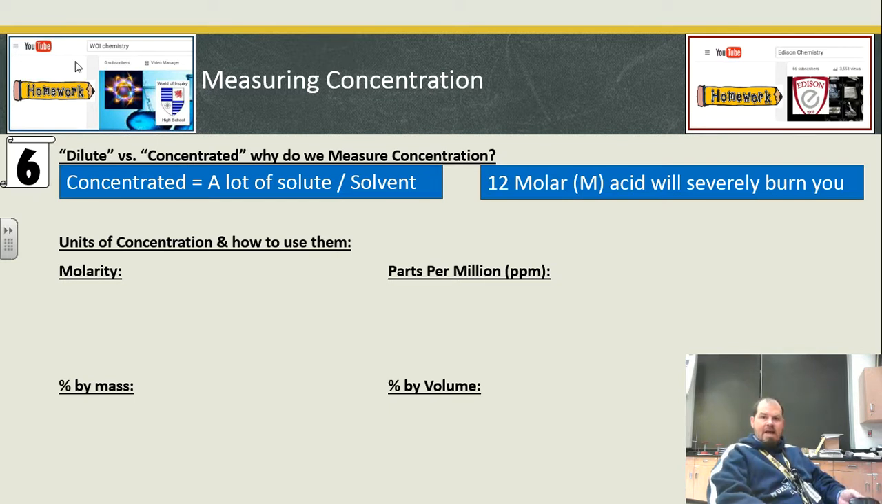12 molar acid will severely burn you. So versus 1 molar, right? 1 mole per liter versus 12 moles per liter. And we're going to learn how to calculate that.